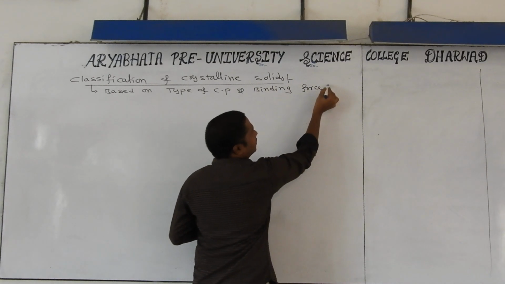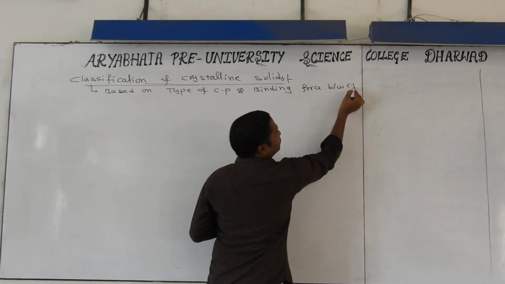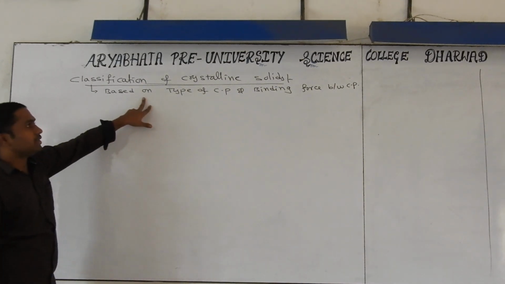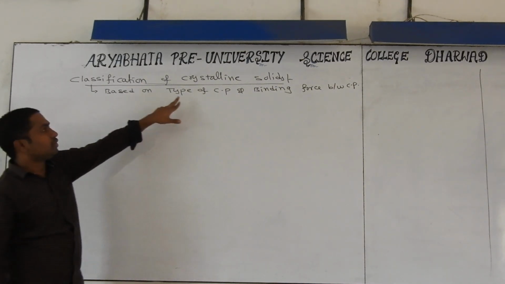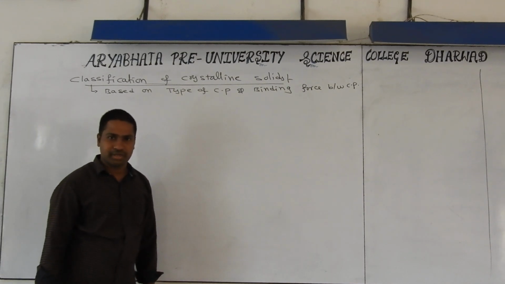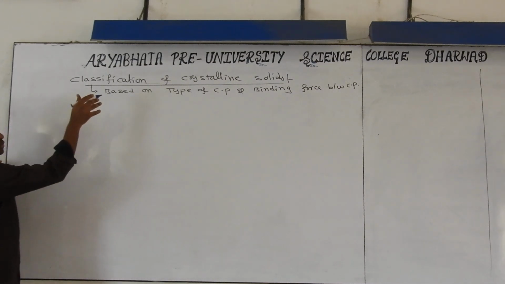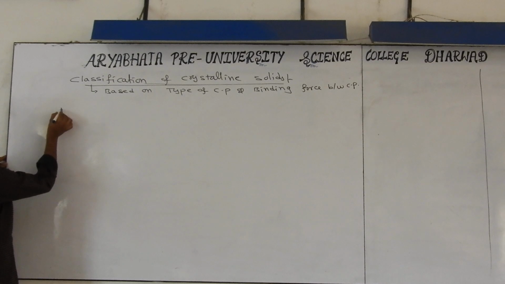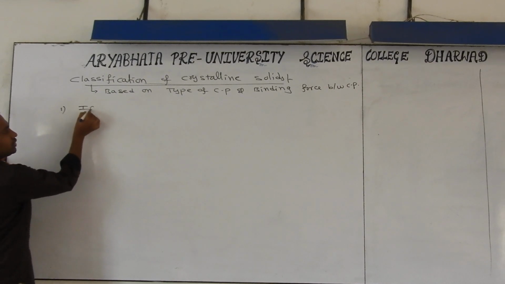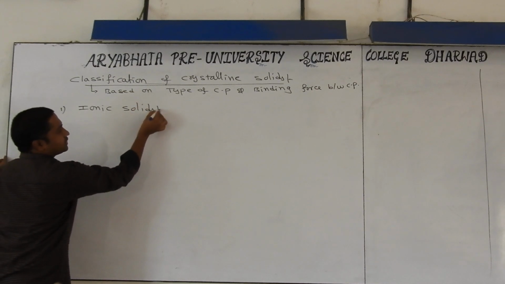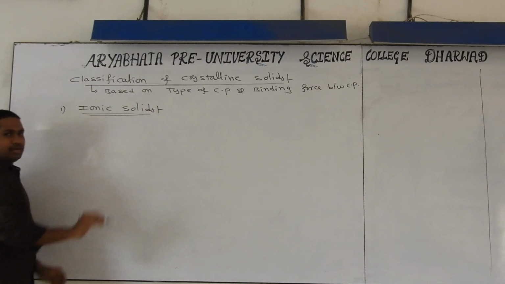Binding force between the constituent particles. Okay, what are the two factors we are taking under consideration for classification? Based on the type of the constituent particle as well as the binding force between the constituent particles. Based on these categories we have four types. Under that, first of all, I am explaining the ionic solids. Ionic solids. Okay, you know very well.